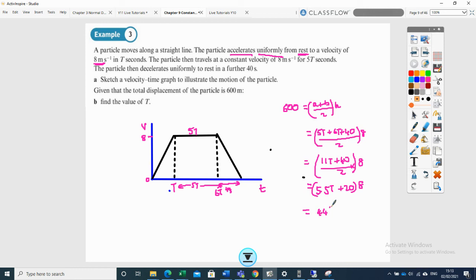44t plus 160. Let's bring the 600 back in here. We can then solve this as an equation. So the 44t is equal to 600 take away 160, 440. So t is equal to 10. Think about the units. Well, we had meters per second there and seconds here. So the unit of distance is equal to meters.